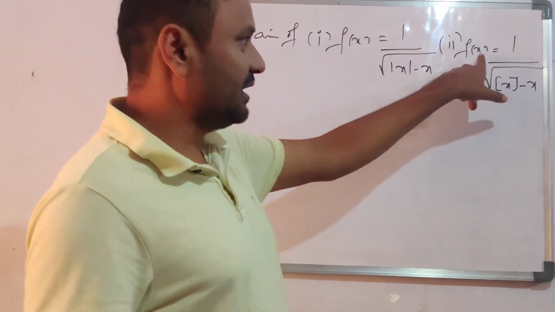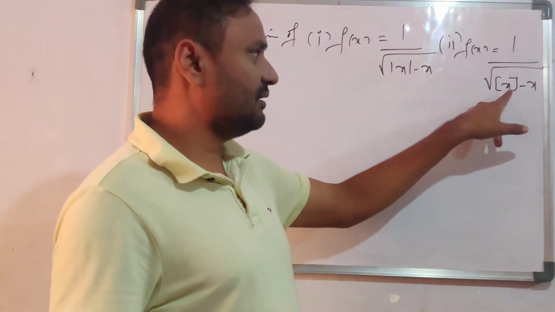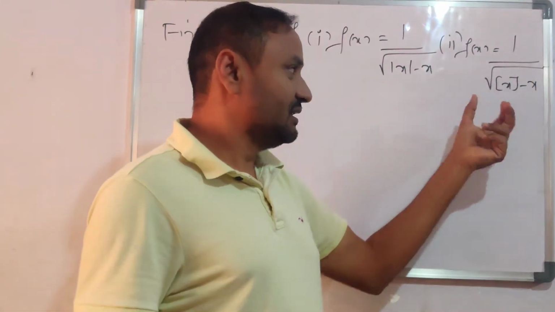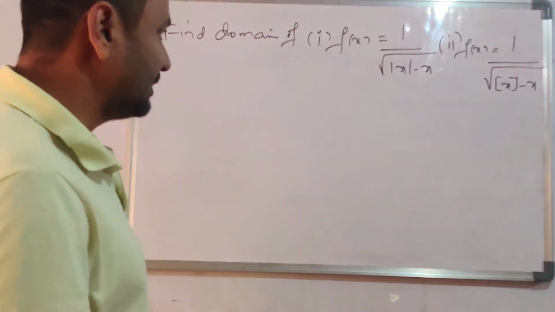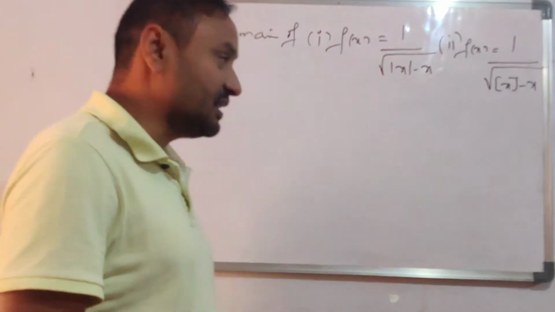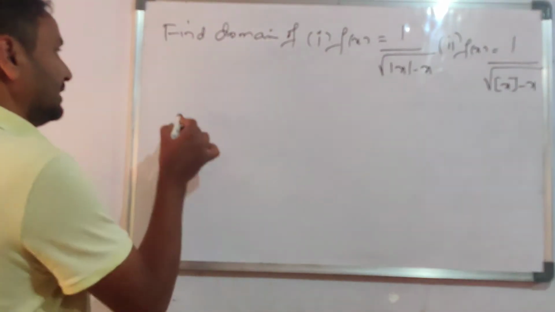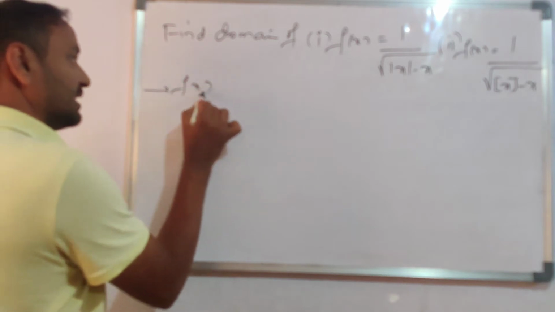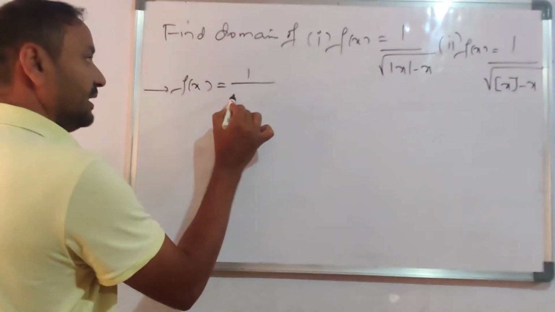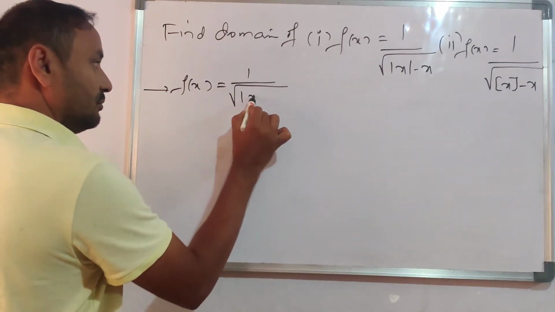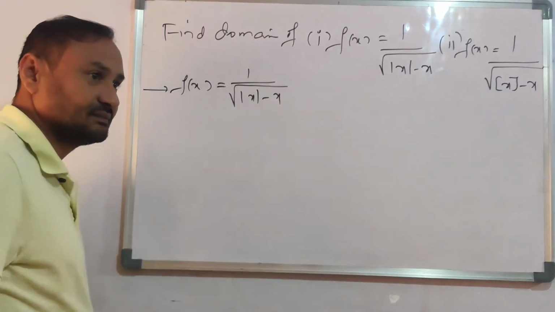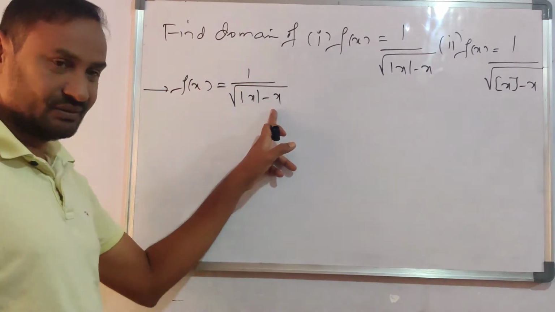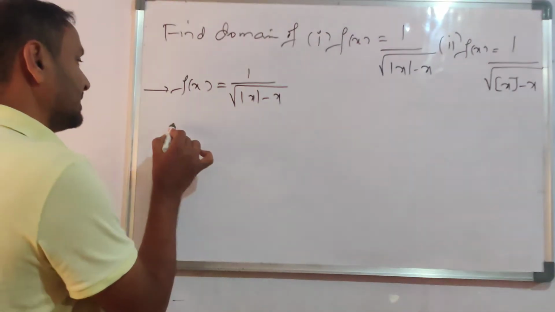Same problem, but here f of x equal 1 by under root of step x minus x. Here mod x minus x, here step. So what are the differences in these two? We will observe here. So take number 1. f of x is equal to 1 by under root of mod x minus x. So the function is in the denominator under root. So that's why it is always positive.